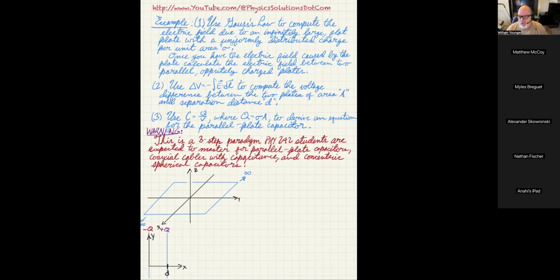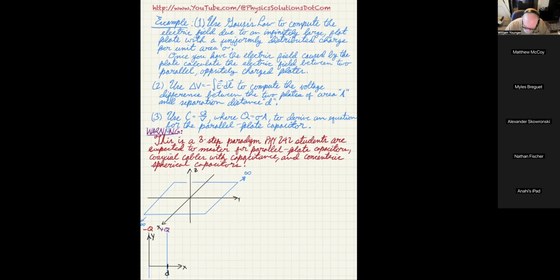Then you're going to have to be able to do this paradigm, as I said, for a parallel plate capacitor, which is what I'm getting ready to do, for coaxial cable, which has a capacitance, and I'm going to do that one as well, and for concentric spherical shells with an air gap in between them, or it could be some other dielectric between the two shells. In all three of those cases, you use the paradigm to derive the capacitance of that capacitor. So let's start off by doing this example one.